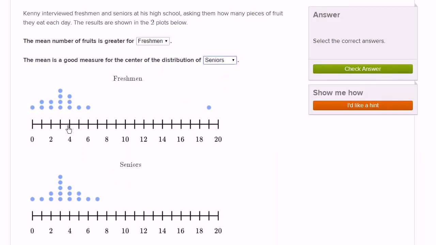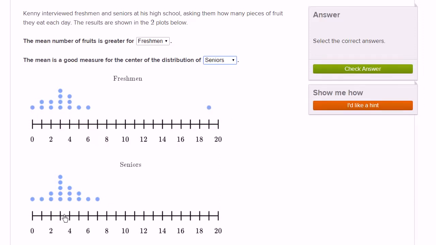And you actually even see it here. We saw that the mean number for freshmen was 4. But if you just ignored this person right over here, and thought about the bulk of this distribution, 4 really doesn't look like the center of it. The center of it looks closer to 3 here. And what happened is this one person eating 19 pieces of fruit per day skewed the mean upwards.